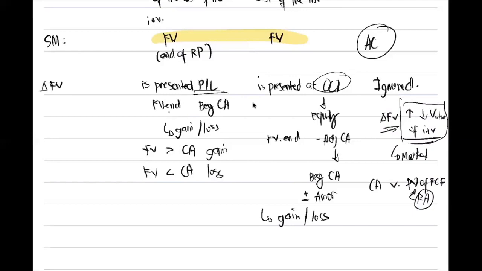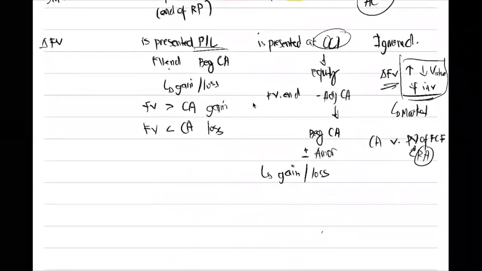So we totally ignore the change in fair value. The fair value is not even needed in the computation of impairment. Because again, how do we compute for impairment? Present value of future cash flows. Therefore, we ignore it, both as to subsequent measurement and as to impairment. So we go now to impairment.